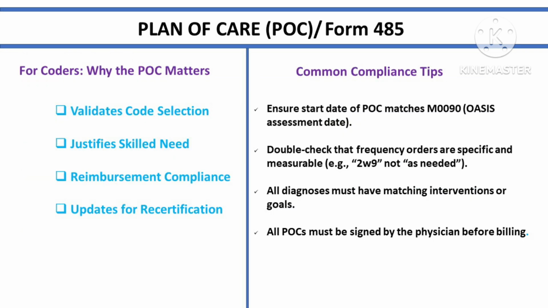For coders, why the POC matters. First, it validates code selection. POC must align with diagnoses listed in OASIS M1021 and M1023. It must support HHRG grouping for billing. Second, it justifies skilled need. The diagnosis and the interventions must prove skilled necessity for SN, PT, or any other service.